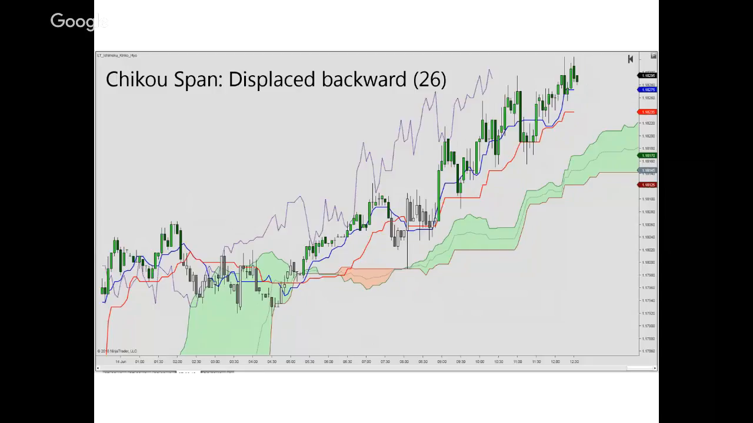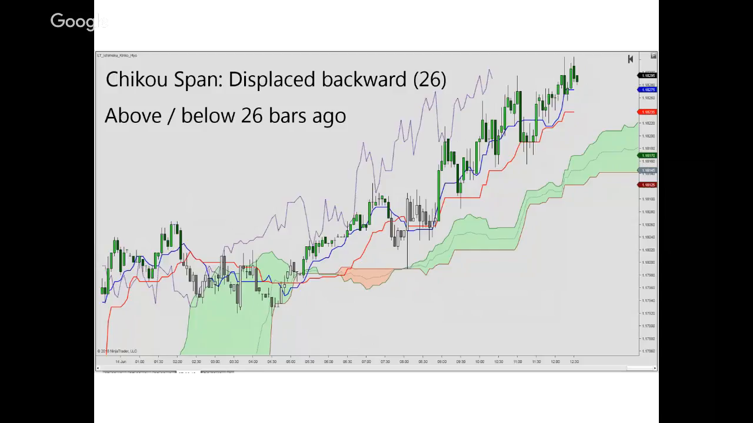And finally, we have the Chico span line. This is the close displaced backwards 26 bars. It's a momentum filter, and the rule is quite simple. You have to have the Chico span on your side, meaning that you can only take a long position if the Chico span has moved above where the price was at 26 bars ago. And conversely, of course, for a short position, the Chico span has to be below the price where it was trading 26 bars ago.